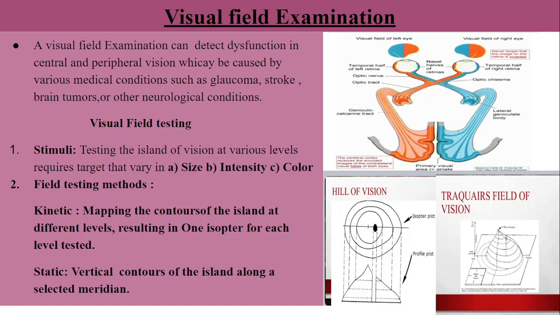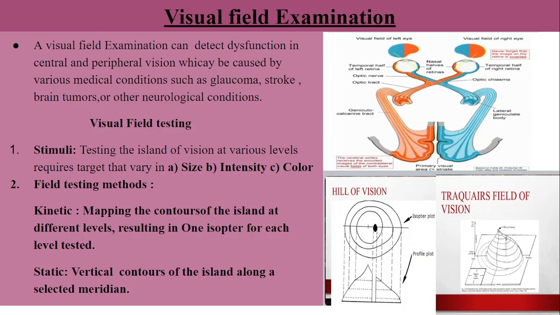Stimuli under color. Targets of different colors can be used to test different aspects of the visual field. For example, blue-yellow targets can be used to test for early signs of glaucoma. Next, number 2, field testing methods.